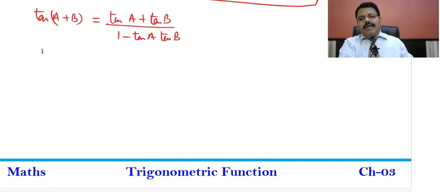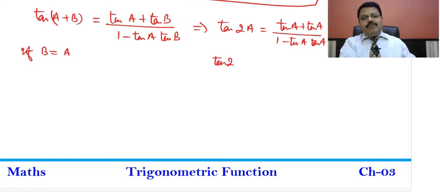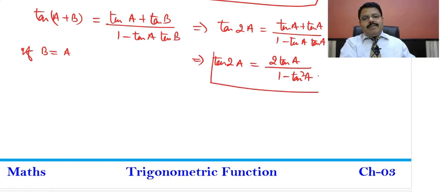Again, if I put here B is equal to A, then what will happen? This will happen: tan A plus A, that is tan 2A, is equal to tan A plus tan A divided by 1 minus tan A into tan A. That will come up here, tan 2A is equal to 2 tan A, since tan A plus tan A is 2 tan A, upon 1 minus tan square A. So you can memorize this formula and that will be very useful.